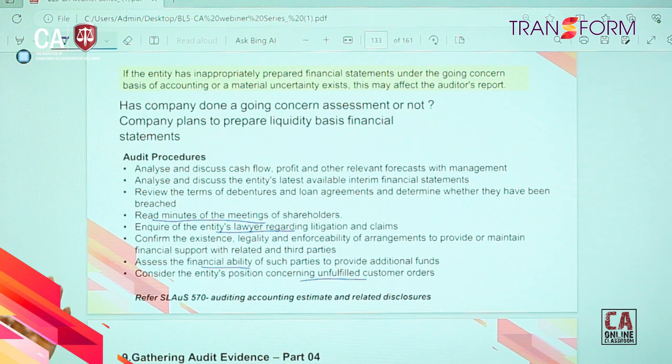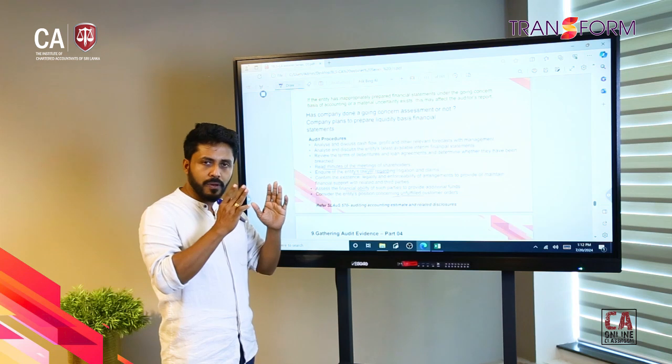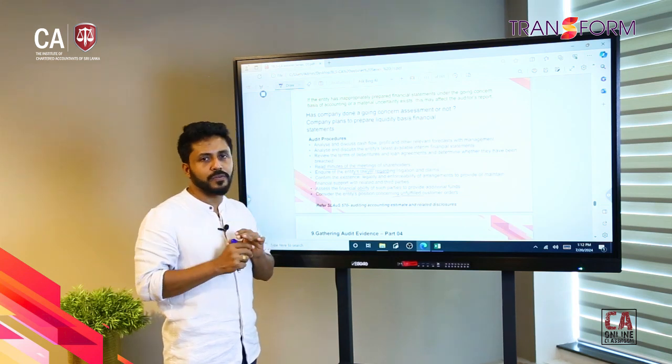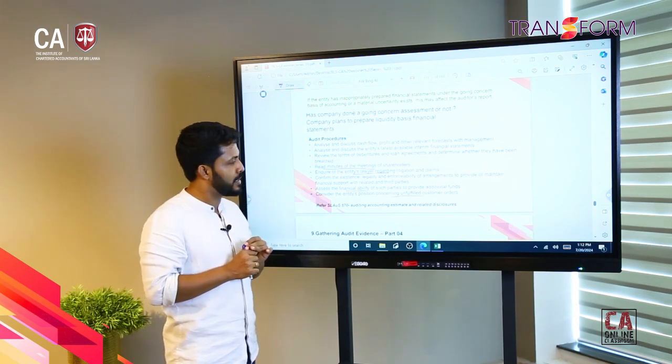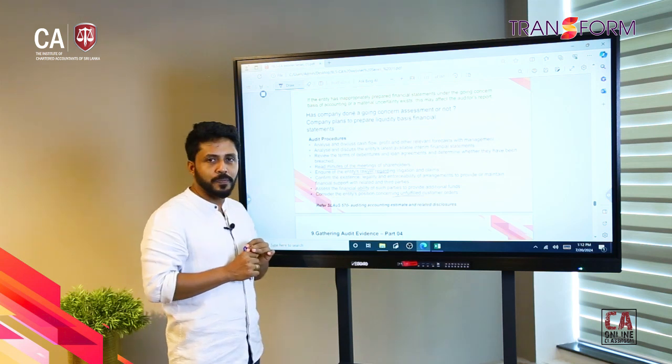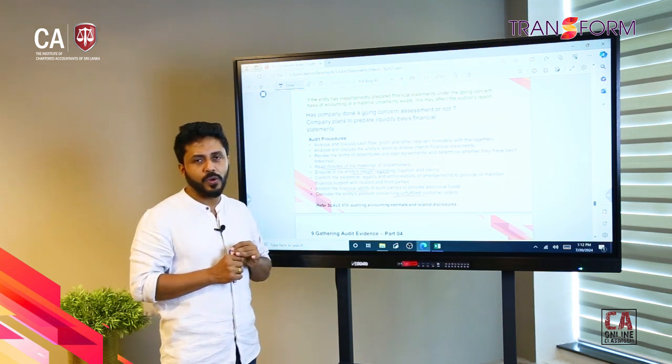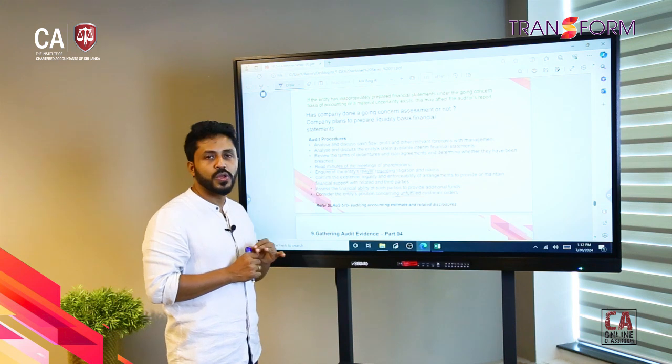different. So then they have to prepare the breakup basis financial statement. That financial statement can't have current and non-current liability. All the assets should be current assets. All the liabilities should be current liabilities. Value should be at market value, not the cost basis, right? So that is the impact to the financial statement. Accordingly, you can issue the audit opinion.